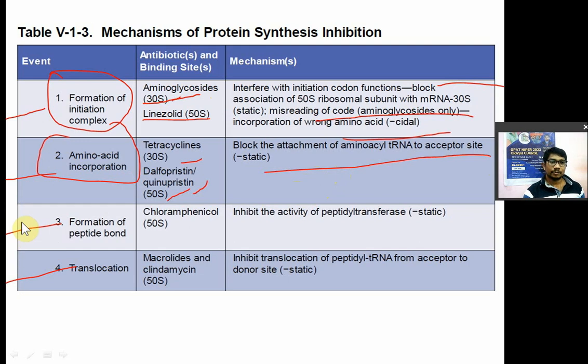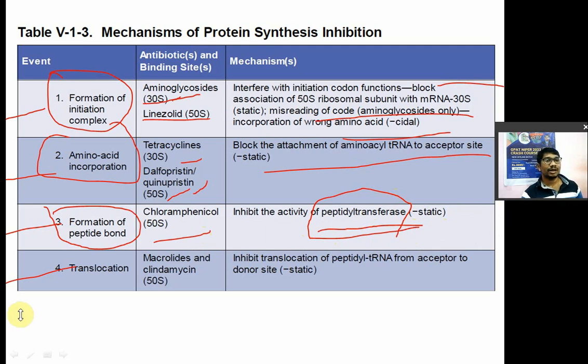Now the third step, formation of peptide bond. That is affected by the drug known as chloramphenicol. Chloramphenicol is a broad spectrum antibiotic. It binds to the 50S ribosomal subunit of bacteria and inhibits the enzyme known as peptidyl transferase. What is the function of this enzyme? Formation of peptide bond. Between the upcoming amino acid and the previous amino acid, peptide bond formation is catalyzed by peptidyl transferase, and that is inhibited by chloramphenicol.